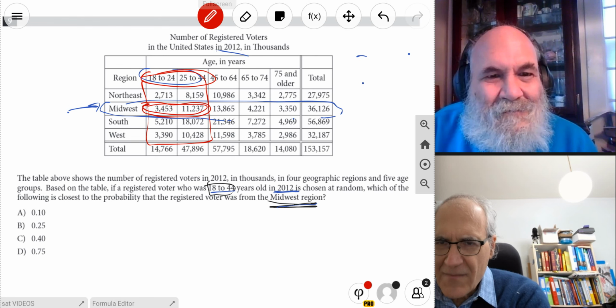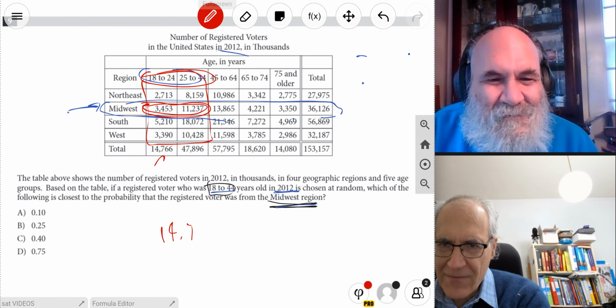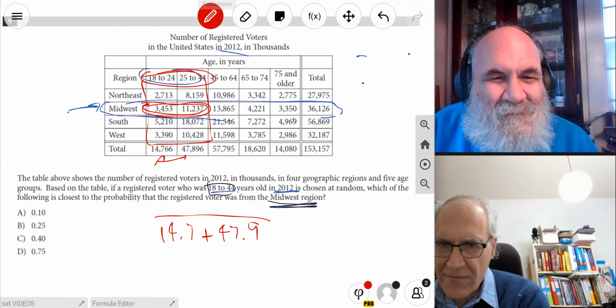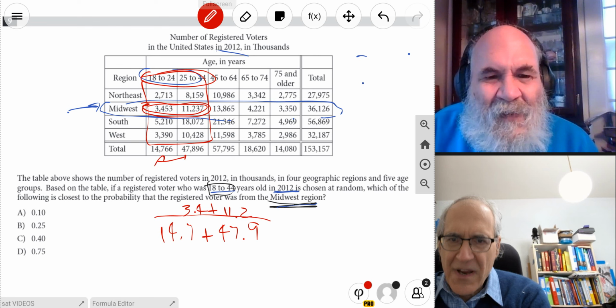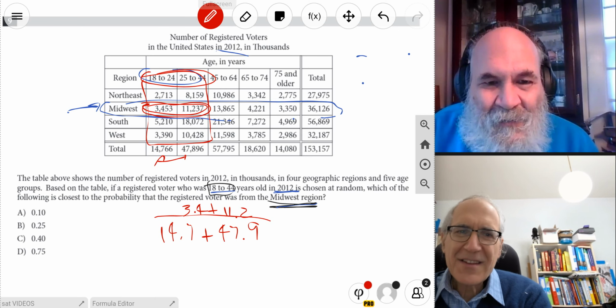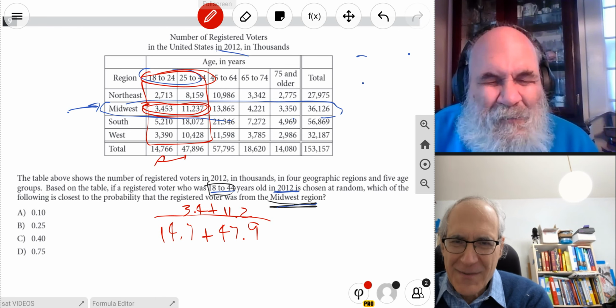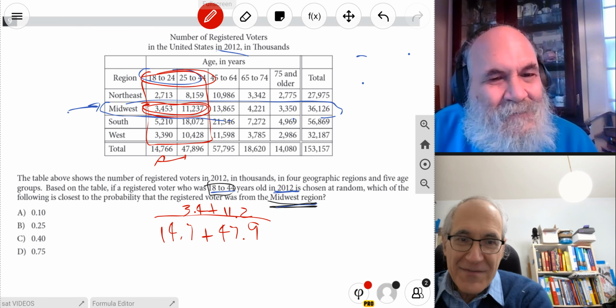So you really do need a calculator, but isn't it 14.7 plus 44 plus 47.9, which is the total of the Midwest region, and you divide that by... No, it's the total of the ages from 18 to 24 and 25 to 44. That's right, exactly, because you said Midwest region. I'm redeeming myself. I may have said it wrong, but I wrote it right.